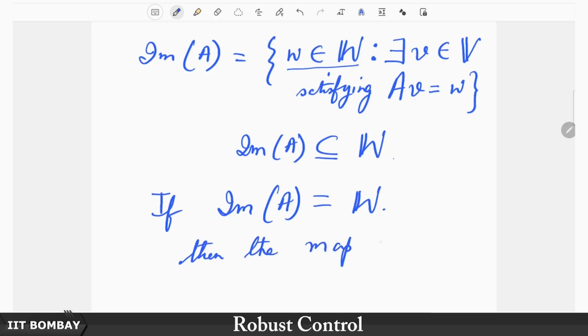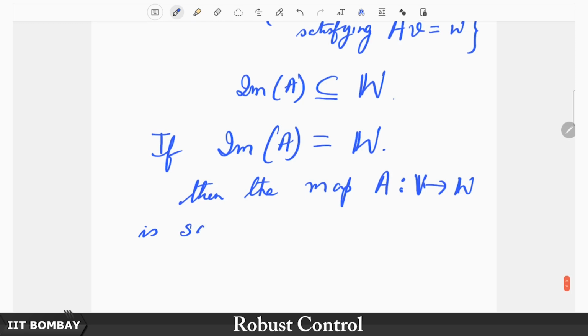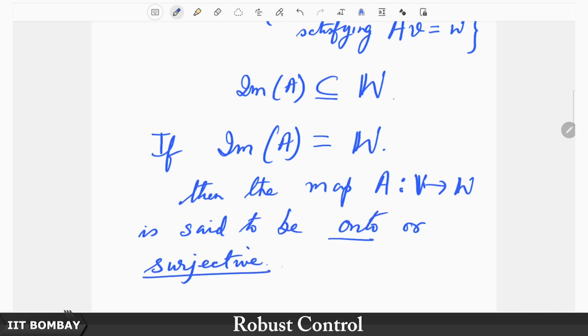the map A from V to W is said to be onto or surjective, as you might pronounce it. Those are the names by which we generally call such maps, onto. It means that for every element in the codomain W, there exists a pre-image, there exists at least one element, if not more.